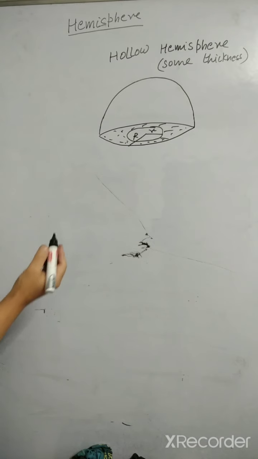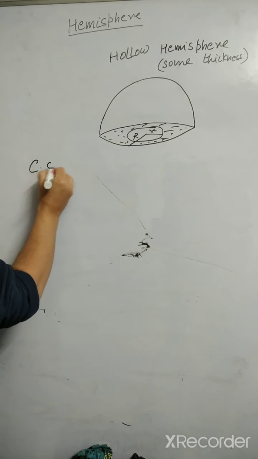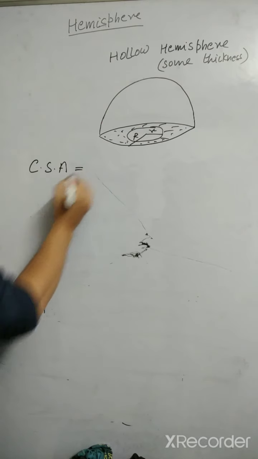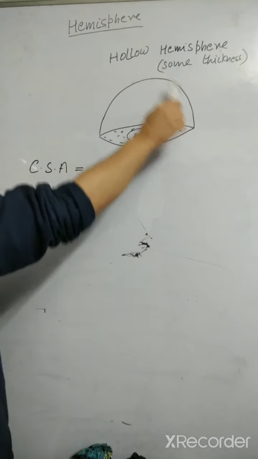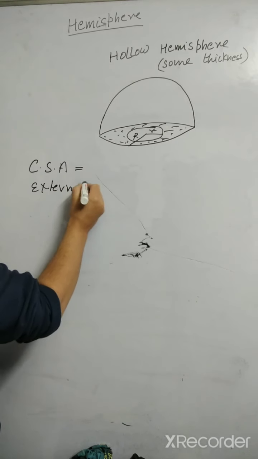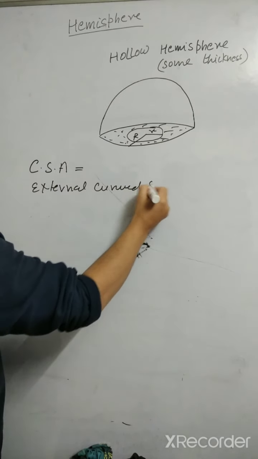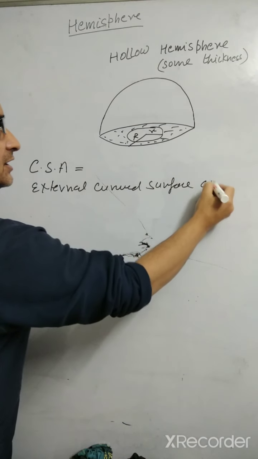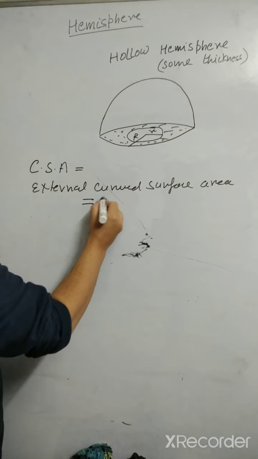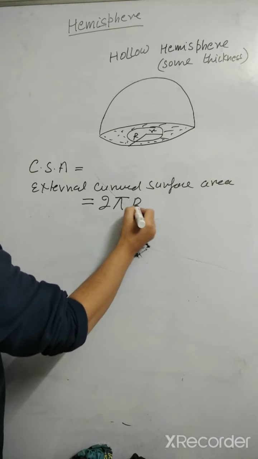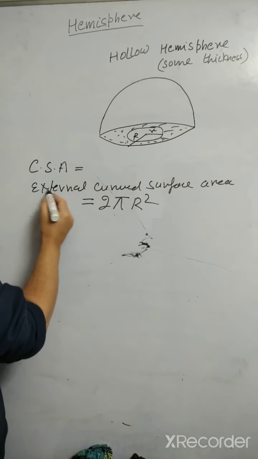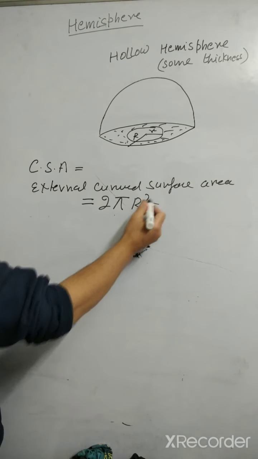Now if I ask you to find the curved surface area of a hemispherical shell, or a hemisphere with some thickness, its curved surface area will first be the external curved surface area. Right? So its external curved surface area will be how much? Same as that of a hemisphere, 2 pi R square. The external radius is capital R. So the external curved surface area will be 2 pi R square.